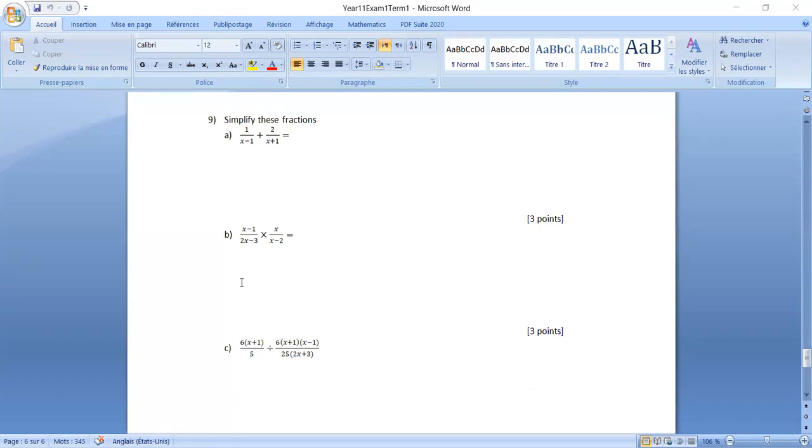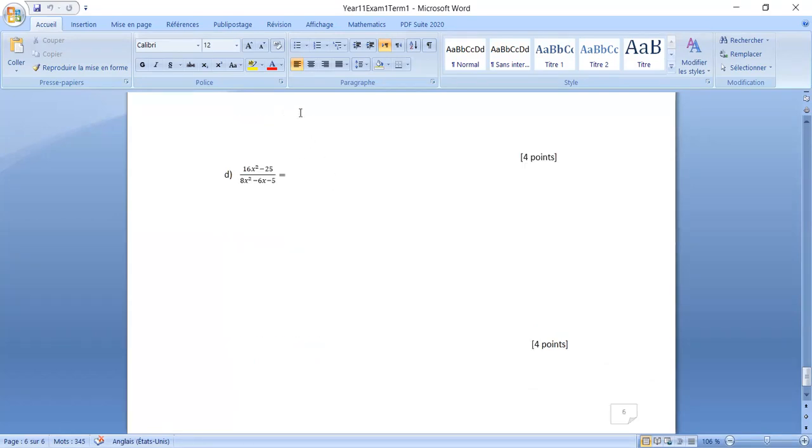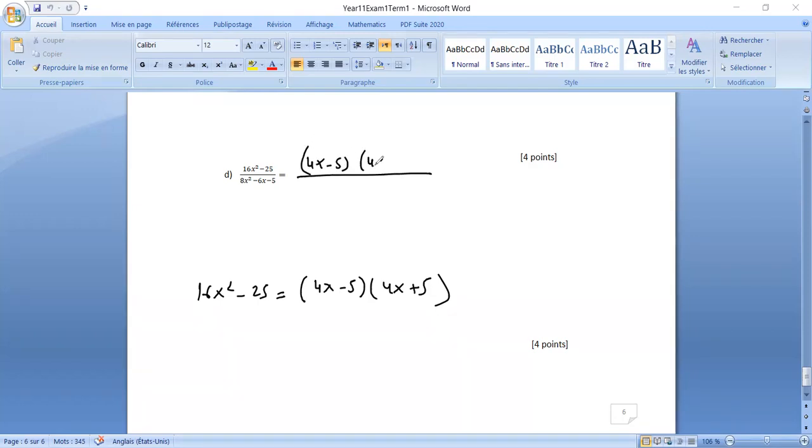Let's go to D. In D, I have a division of two quadratic expressions. As I told you during the lesson, you just need to think about how to factorize this. The upper part, I have 16x squared minus 25. This is in the form a squared minus b squared, so this can be factorized as 4x minus 5 times 4x plus 5. So I'm sure the upper part is written like that, 4x minus 5 times 4x plus 5.